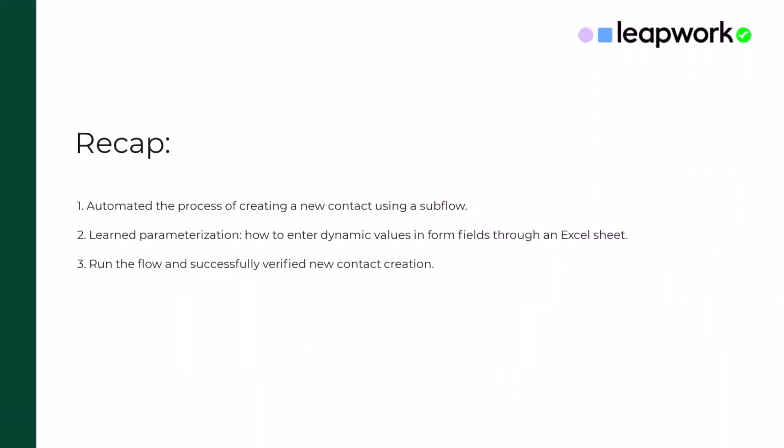Let's recap. In today's video, we learned how to automate the process of creating a new contact in the demo application through Subflow. We also learned how to do parameterization, that is how to enter values in form fields dynamically through Excel sheet, and how to iterate through all rows in the Excel data. At the end, we ran the flow and verified new contact creation. This was all about today's tutorial. I hope you understood the concepts today.